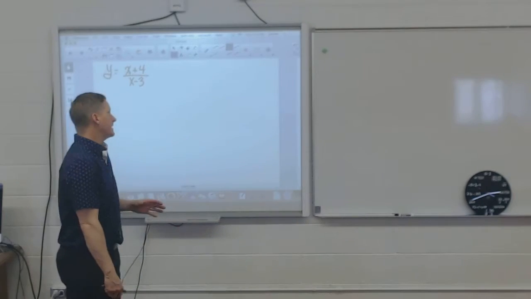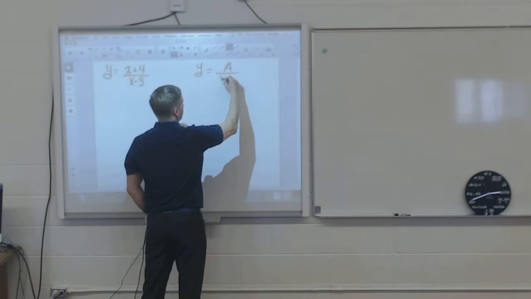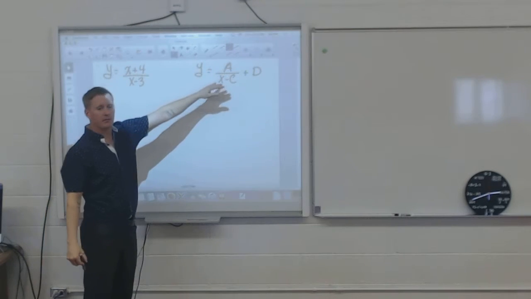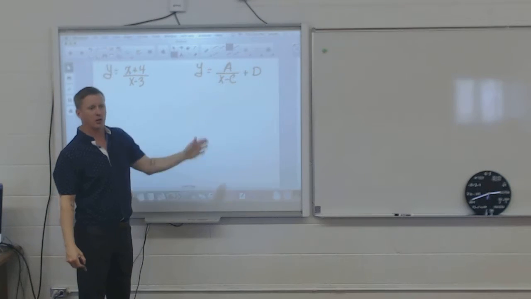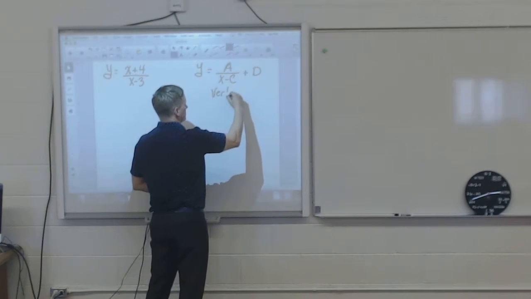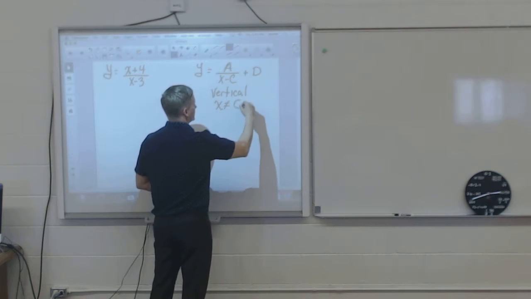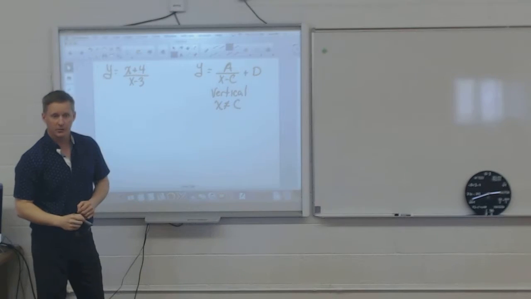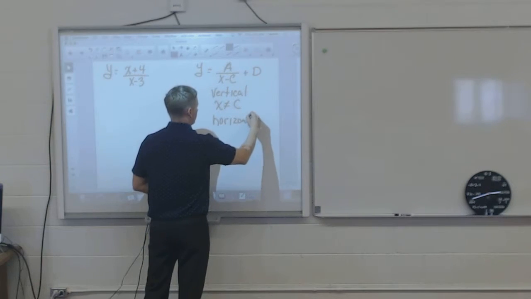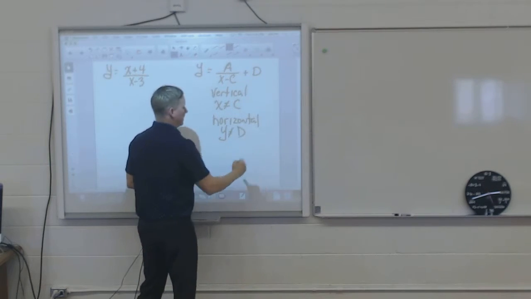Okay, so what that means is this. When I write it in this form, the non-permissible value is the equation of my vertical asymptote. Okay? Vertical is x equals c. So far so good. The horizontal asymptote, y equals d.